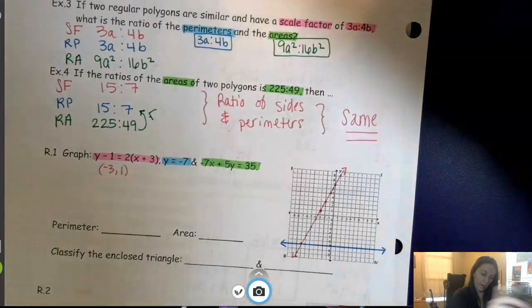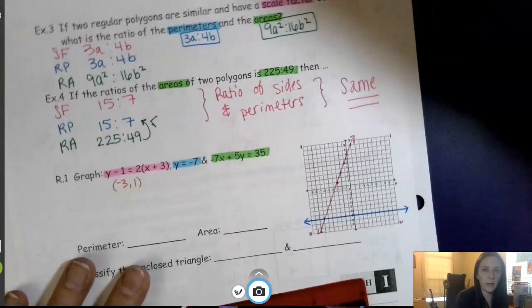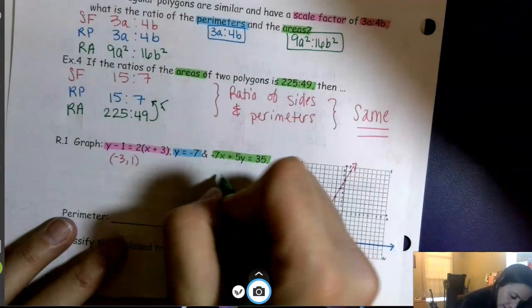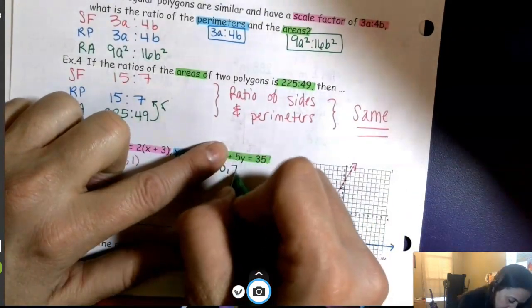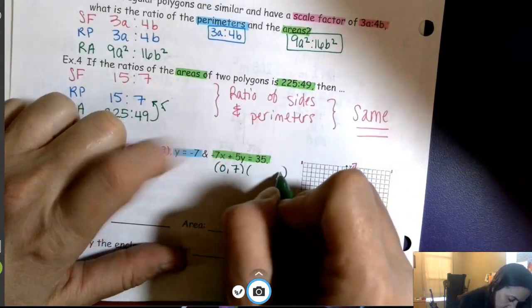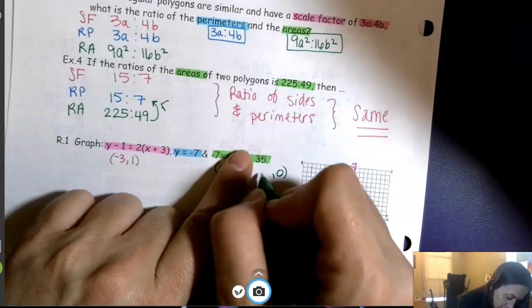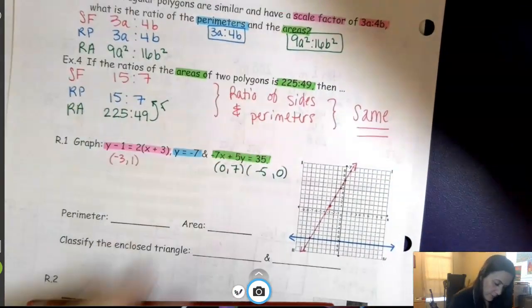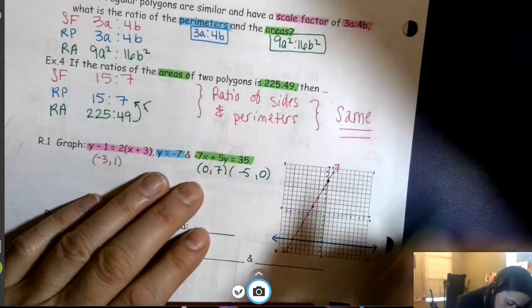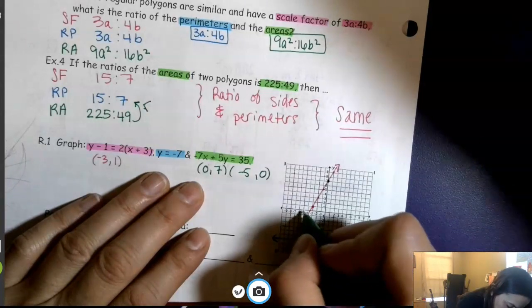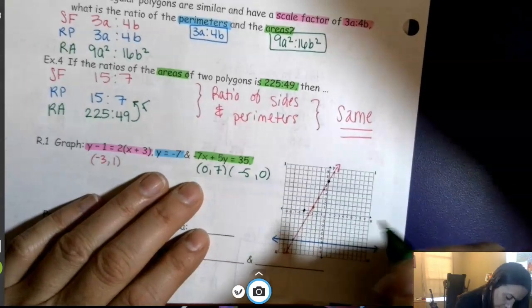And my green one here is standard form. I'm going to use my intercepts for this one. If x is 0, y will be 7. If y is 0, x will be negative 5. So 0, 7 up here, negative 5, 0 right here.